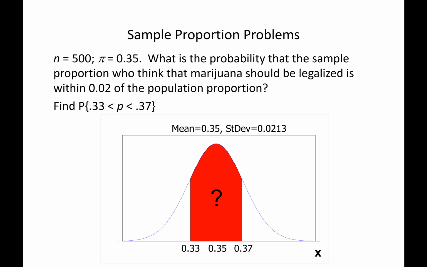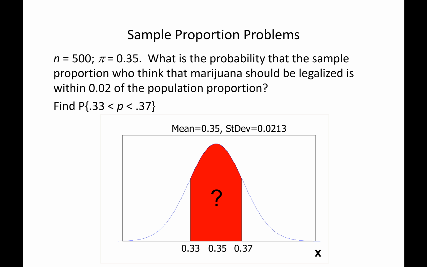So what are we doing here? Again, the probability that the proportion who think marijuana should be legalized is within 0.02 of the population proportion. We know the population proportion is 0.35, so we want to know the probability of being between 0.33 and 0.37. In the picture drawn here, 0.35 is the mean, and 0.33 and 0.37 give us the bounds on the interval that we're interested in.